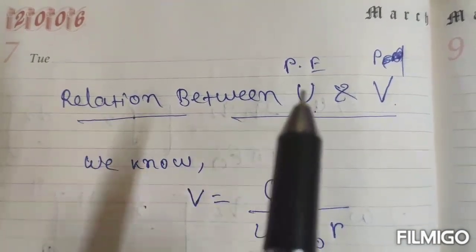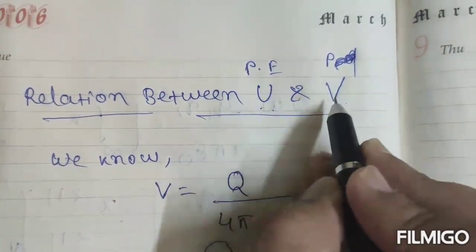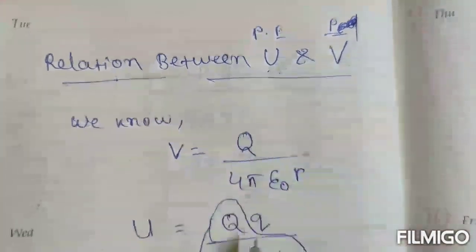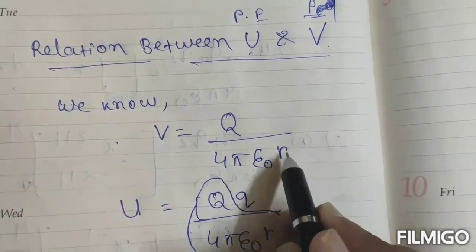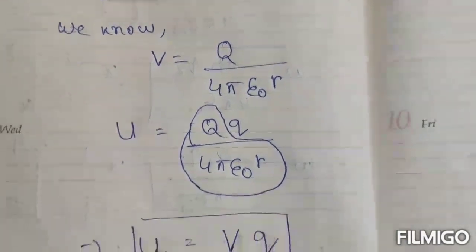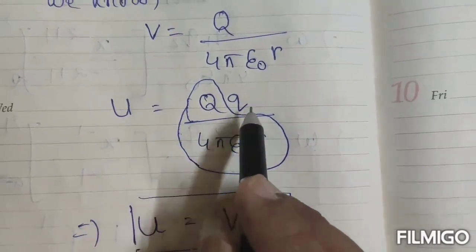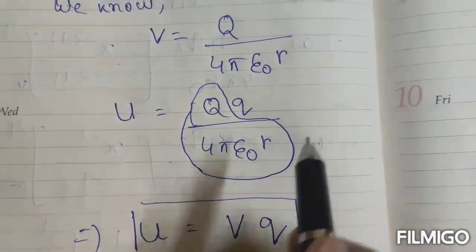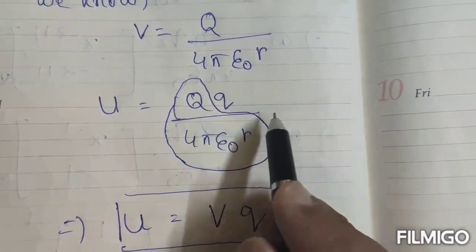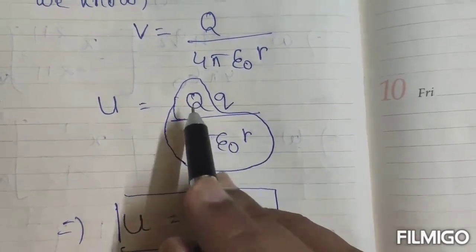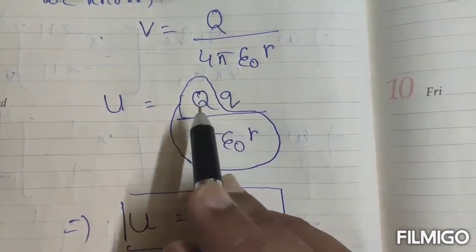Now let us find the relation between U and V. What is U? Potential energy. What is V? Only potential, right? So we know V equals how much? Q by 4 pi epsilon naught into R, where Q is what? Source charge, right? And just now we derived what U is. U equals Q into Q by 4 pi epsilon naught into R. We derived Q1 into Q2 by 4 pi epsilon naught into R. The same thing I have done, I have replaced with source charge and test charge.